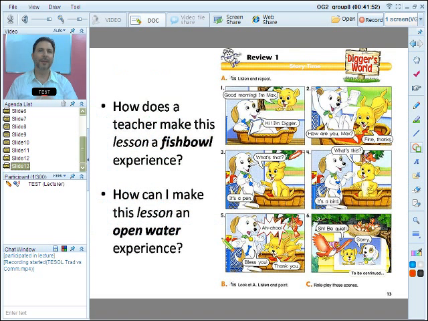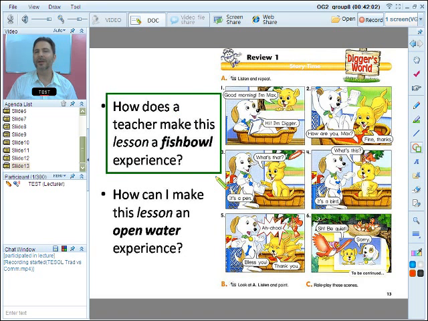Now real quick, and I'm done, this is the final slide. This is a lesson that a teacher might give the students. Now, a fishbowl teacher, and I don't mean that to insult anybody, but that's how I classify it, a fishbowl teacher might tell the student, okay, please read the dialogue.